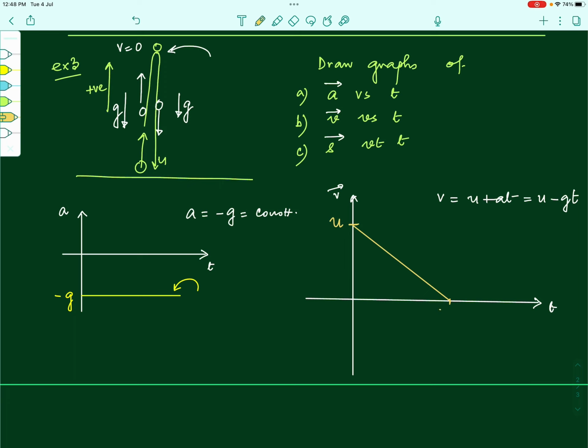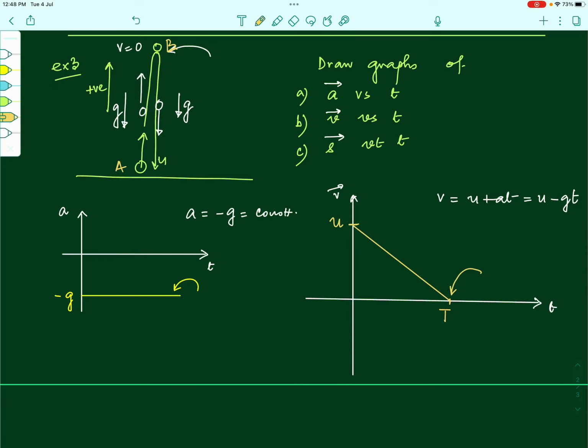What is this time? This time, let us say, is the time that the ball takes to reach from position A to position B, the lowest position to the highest position. Can we say that in this much time, the velocity of the ball will become 0? So, this is that point here. At capital T, the velocity becomes 0. This is the point where the ball has reached the highest point of its trajectory, the path.